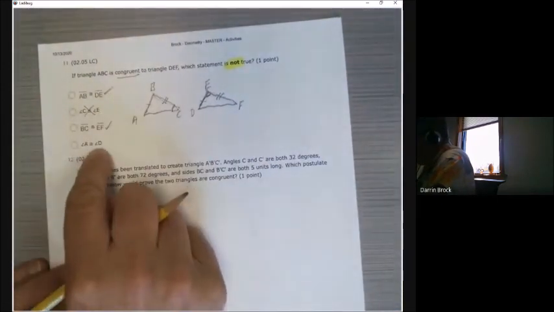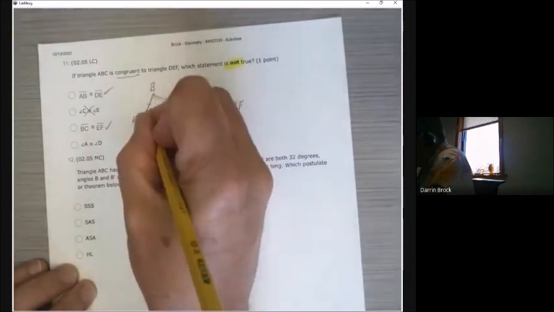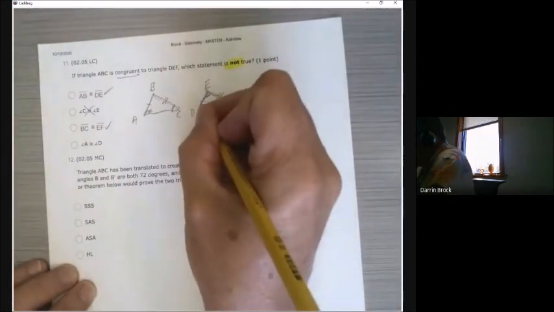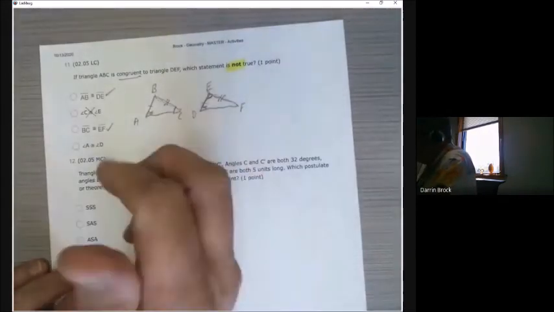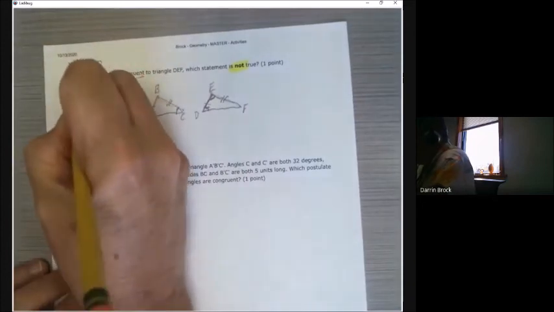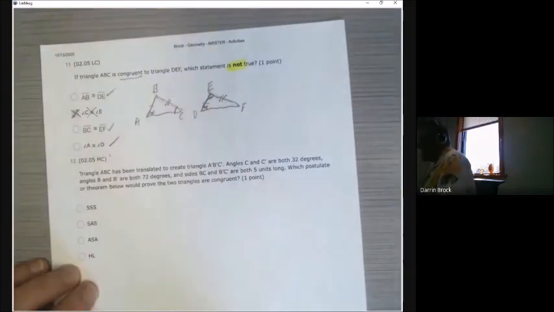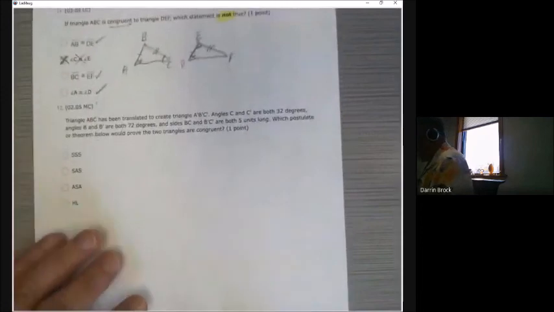And angle A is the same as angle D. Angle A is the same as angle D. And that's absolutely true. So this is the one that's not true. All right, last problem.